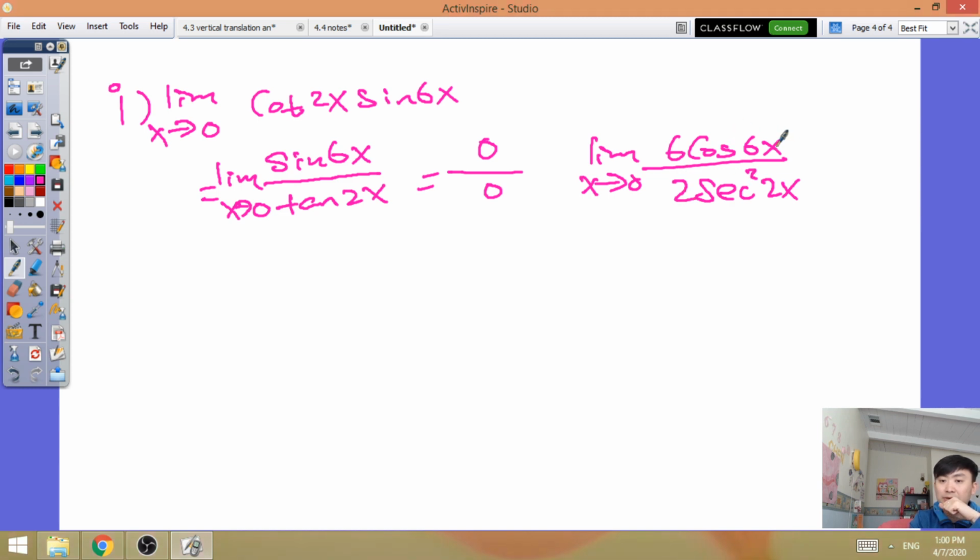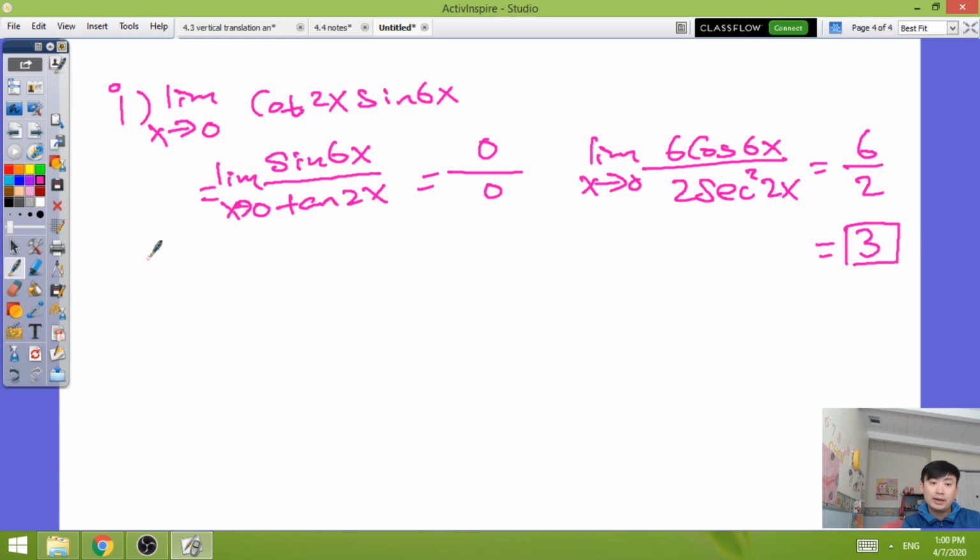So cosine of 6 times 0, that's cosine of 0, that's 1. So we're left with 6 on the top. And down the bottom, secant of 0 is 1, and 1 squared is 1, so we're left with 2, the coefficient. That means eventually the answer is going to be 3.